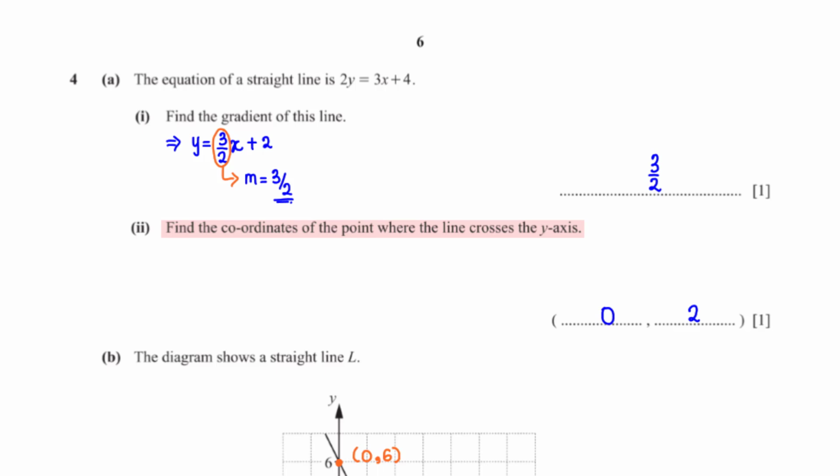Find the coordinates of the point where the line crosses the y-axis. At the point where the line crosses the y-axis, the x-coordinate is 0. When we substitute x equals 0 into the equation of the line, we get y equals 2.